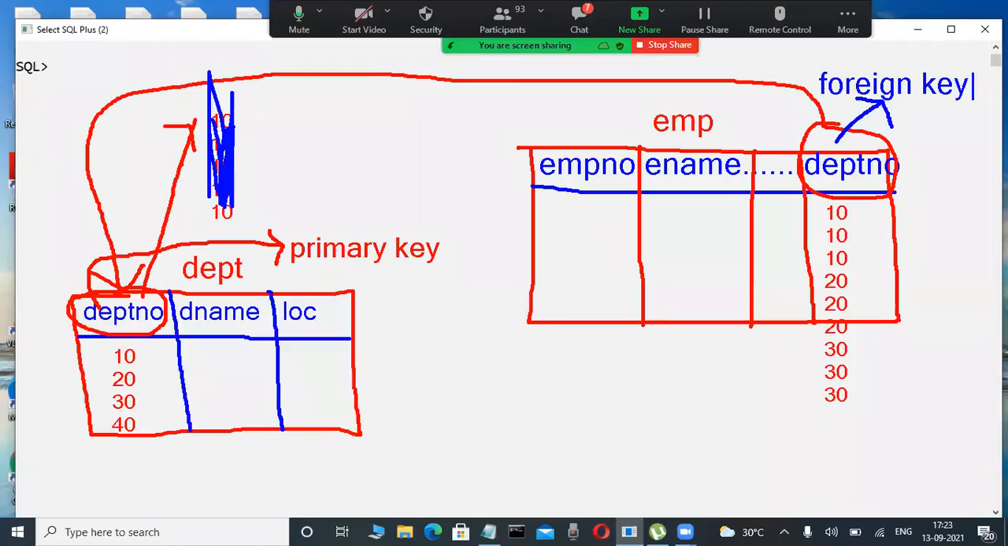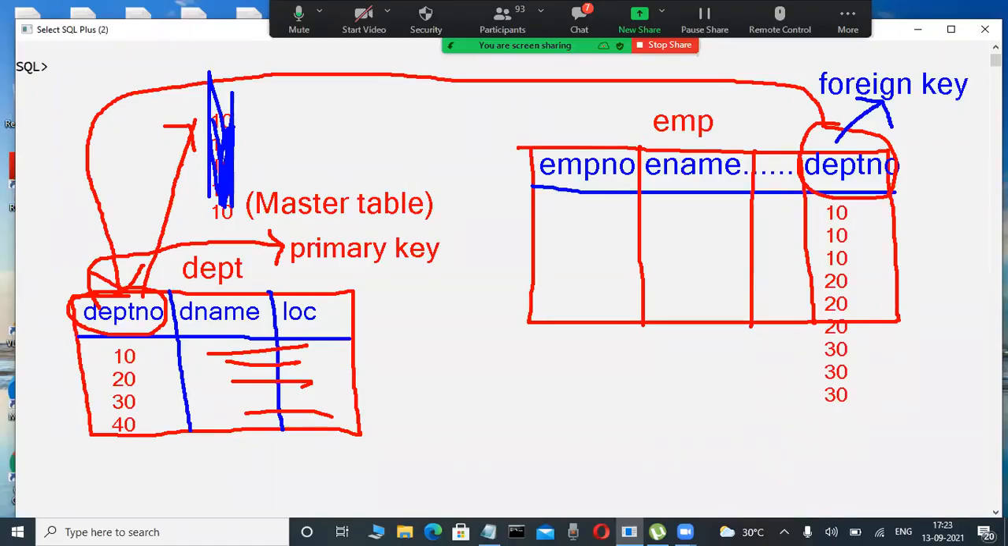Don't worry, and now check it out. Whenever in a relational table a primary key is there, that table is also called a master table. Whenever primary key is available, that table is also called what? Master table. This is a master table to this child table. For this child table, the EMP table, the child table, this is the master.